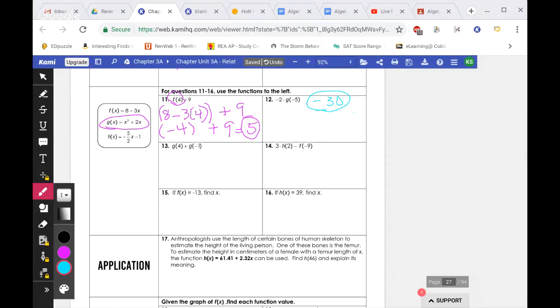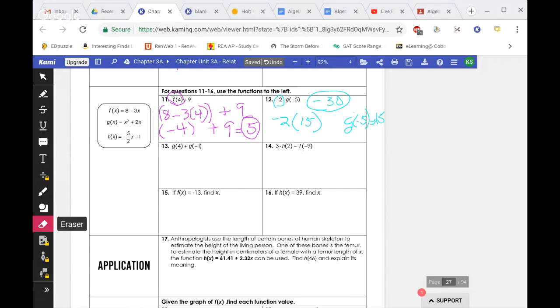Because it was negative 2 times 15. It was the result of g at negative 5, the result of this right here once I plug that negative 5 in. The final value was negative 2 times 15, because that's g of negative 5. g of negative 5 equals 15. So negative 2 times 15. Okay, all right.